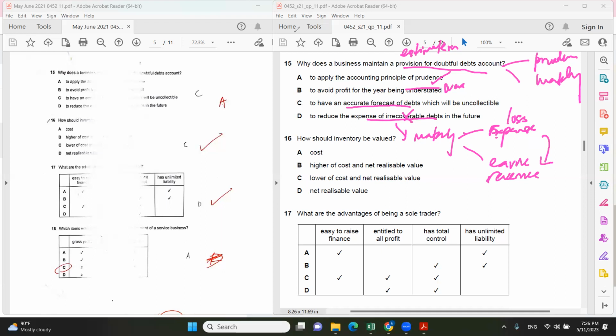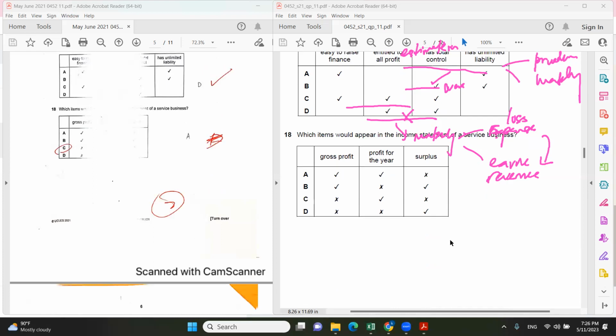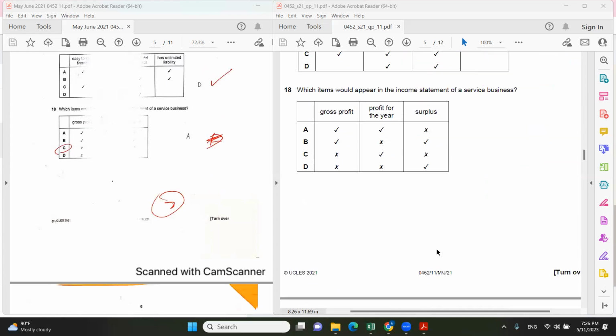Okay, now I move to the next. Question number 18. Which item will appear in the income statement as a service? Service means that there is no inventory. When you have no inventory, you do not have the gross profit. So gross profit, no. So it's either C or D only.